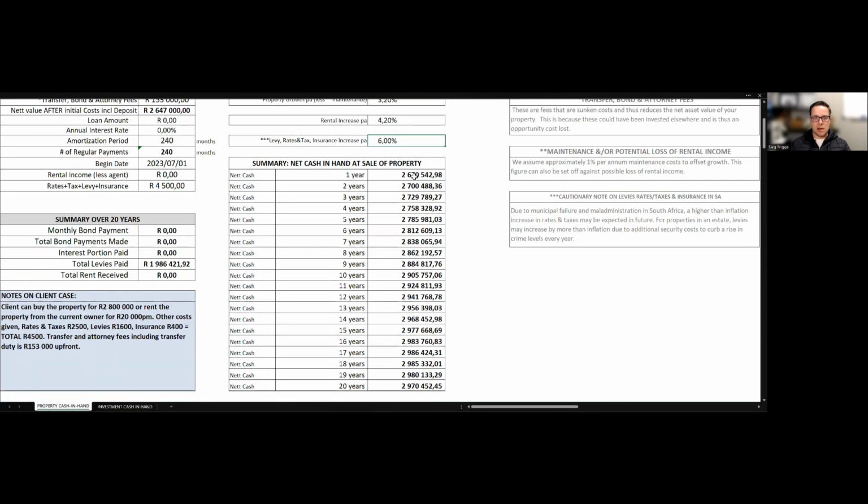Right. Now, this summary here that I've highlighted shows you the cash in hand after a certain amount of years. Now, why after 10 years do we see a 2.9 million Rand value in your pocket only? Let's look at the details of this case.